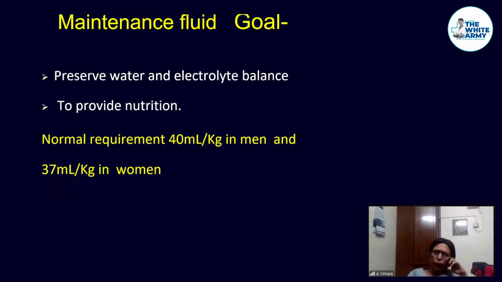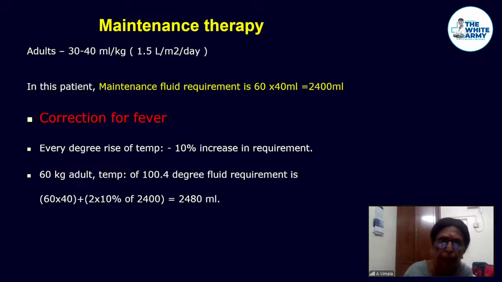So how do you do that? The aim is, all of us, whether we are sick or normal, if we are normal also, we take a certain amount of fluid. We also take a certain amount of electrolytes, knowingly or unknowingly, and also calories. So our normal requirement is 40 ml per kg in men and 37 ml per kg in women. This is the volume of fluid for maintenance. 40 ml per kg in men and 37 ml per kg in women.